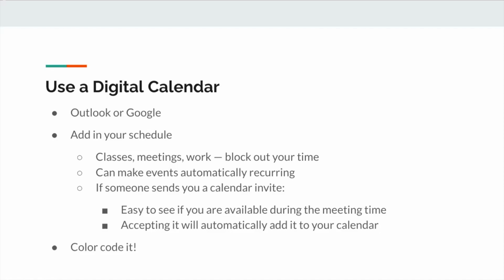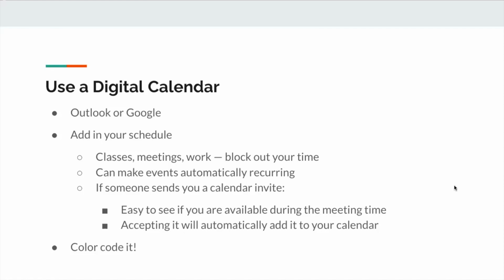And if someone sends you a calendar invite, it's really easy to see if you're available during the meeting time, especially if you're using an Outlook calendar. And accepting those meeting invites will automatically add them to your calendar, so you don't have to worry about tracking them down or making sure you have the room right if it's been updated. It's a living calendar item between your calendar and the calendar of the creator, so that things auto populate.